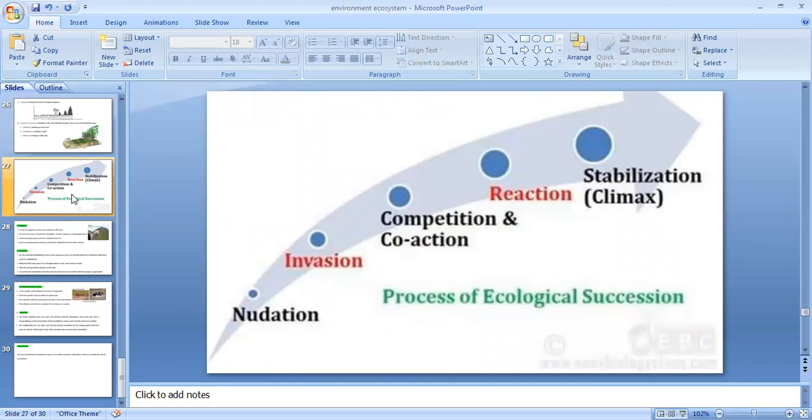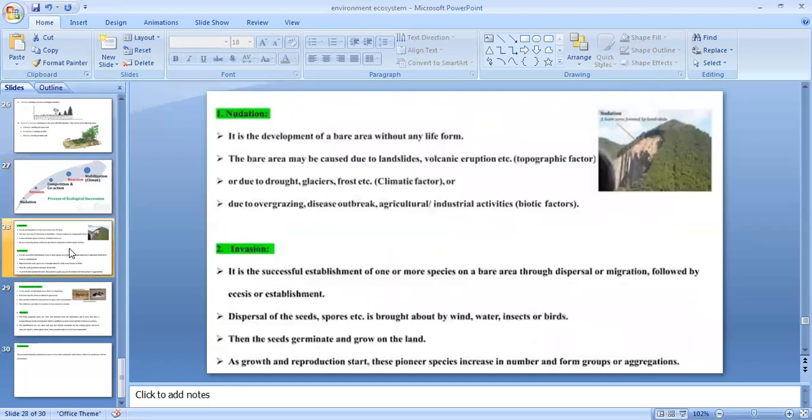These are the processes of ecological succession: nudation, invasion, coaction, reaction, and stabilization, which means climax. Nudation. It is the development of a bare area without any life form. The bare area may be caused due to landslides, volcanic eruptions, etc., or due to drought, glacier, frost, etc., or due to overgrazing, disease outbreak, agriculture and industrial activities.